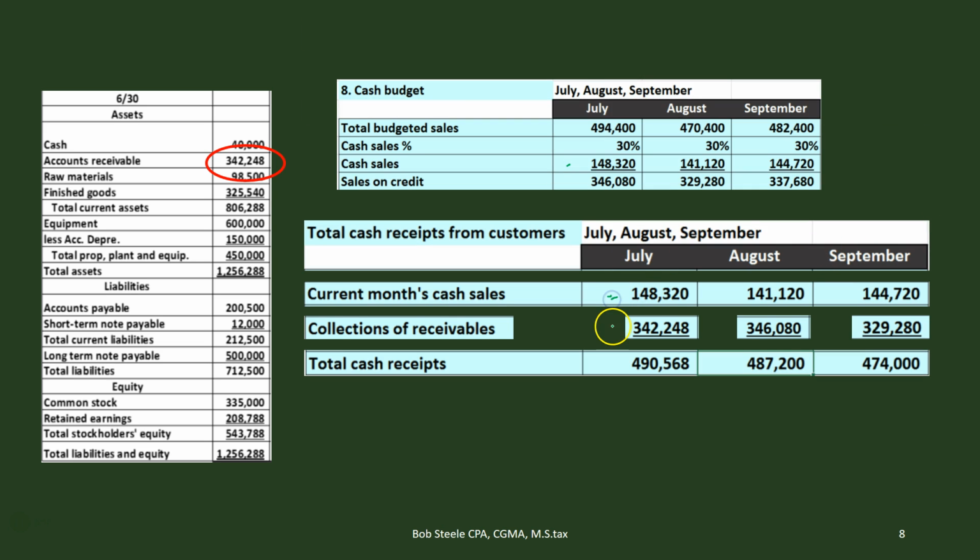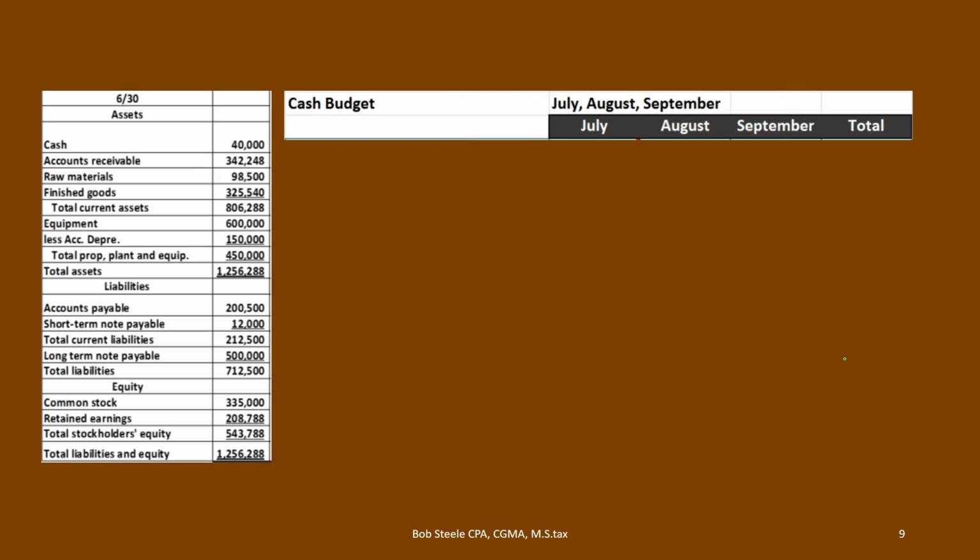This is the cash sales. This is what we received on account. We didn't make the sales this time. We got the sales from last time. That's where we're getting our cash receipts. That's what we got this month. These are on account. There's our cash receipts, and so on and so forth. And then we can use these numbers to plug into our cash budget.